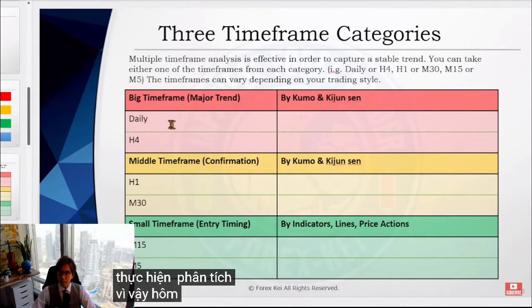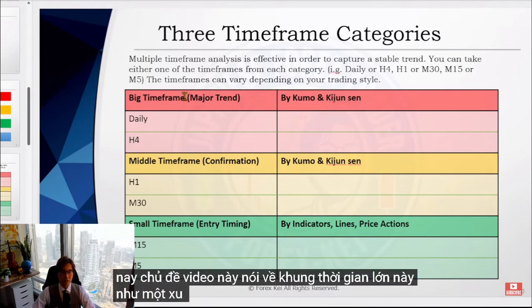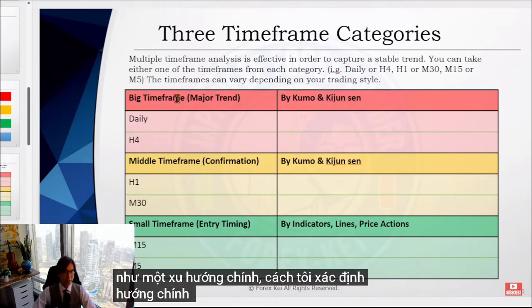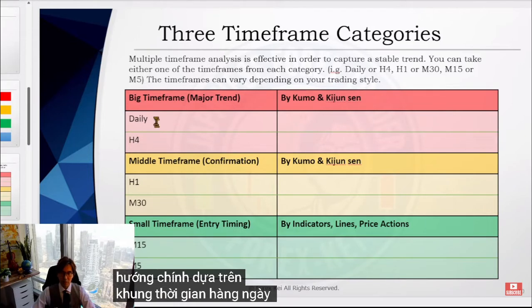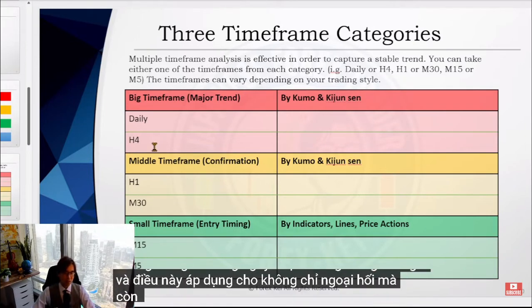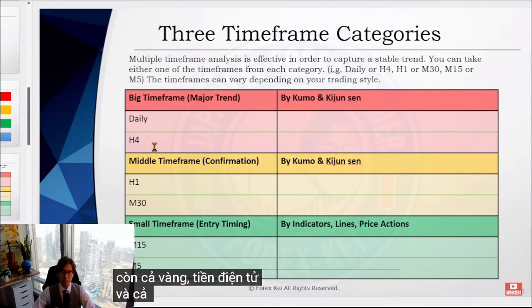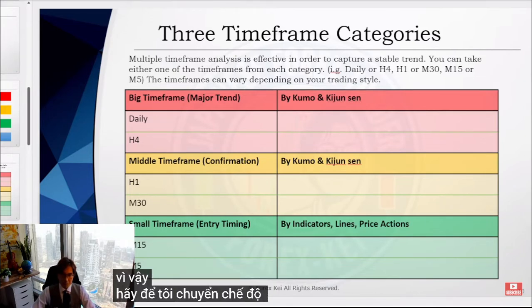So today, this video topic is about this big time frame as a major trend, how I identify the major direction based on the daily time frame or the 4-hour time frame. And this applies to not only Forex, but also gold, WTI, cryptocurrency, and also stocks and indexes. So let me switch to TradingView.